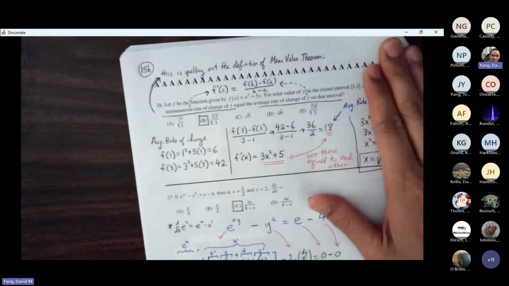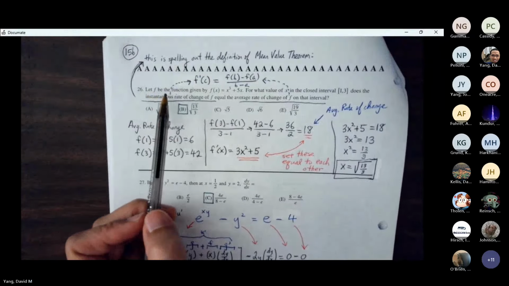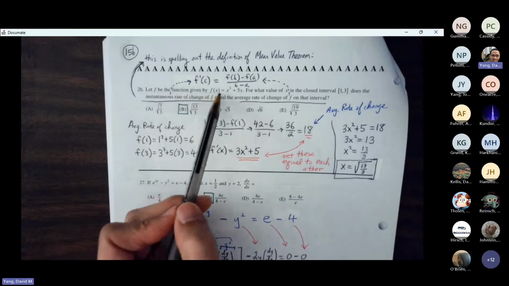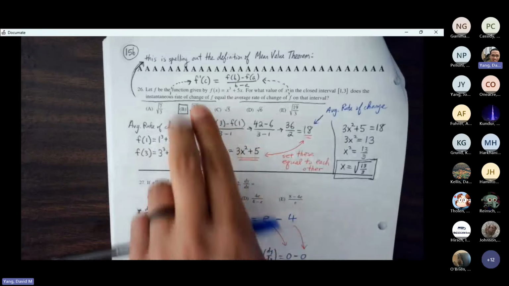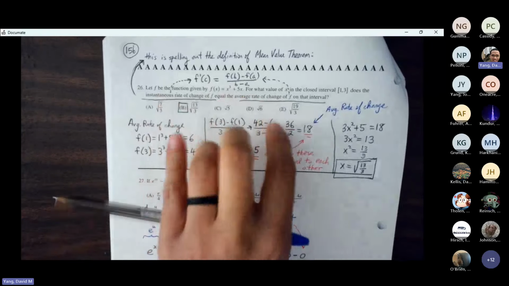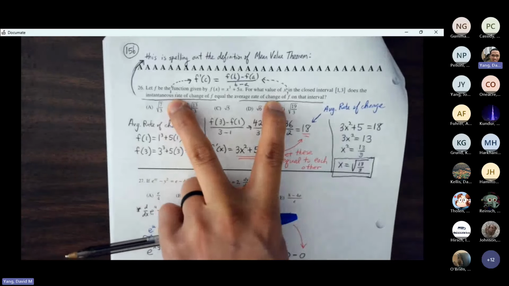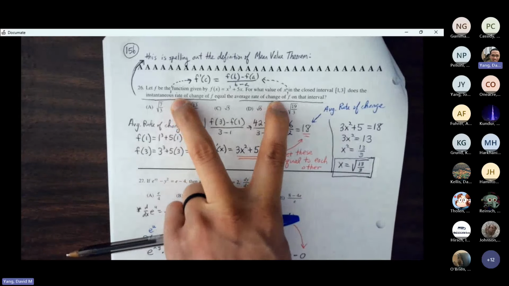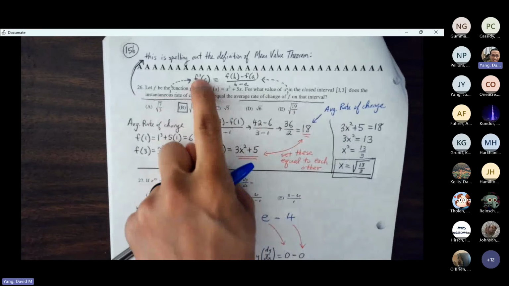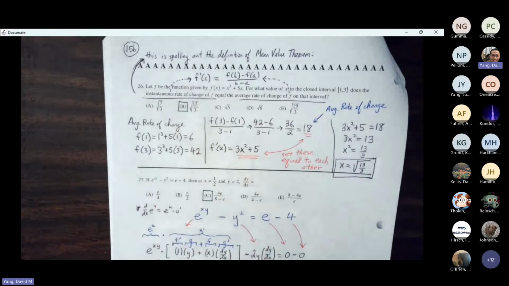Let's see. This is 26 here. Let f be the function given by f of x equals x cubed plus 5x. For what value of x on the closed interval does the instantaneous rate of change equal the average rate of change? So if you see this spelled out for you, this is really seeing if students understand that this is basically mean value theorem. Instantaneous rate of change is f prime. Average rate of change is the slope between the endpoints. So we just basically have to go through mean value theorem.